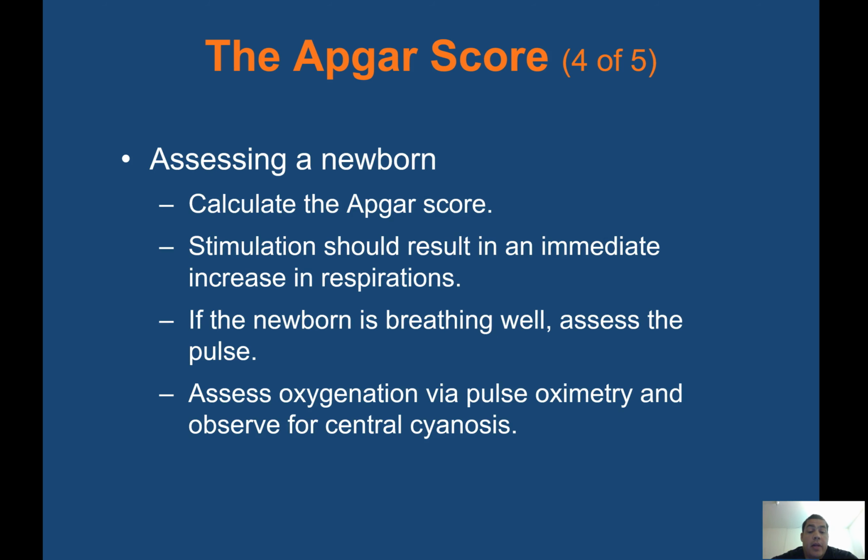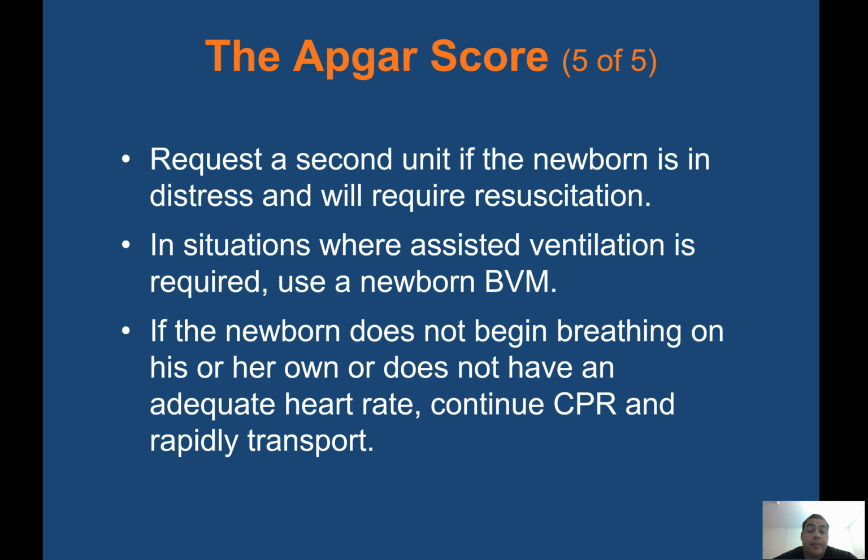Assessing a newborn, calculate the Apgar score. Stimulation should result in an immediate increase in respirations. If the newborn is breathing well, assess the pulse. Assess oxygenation via pulse oximetry and observe for central cyanosis. Request a second unit if the newborn is in distress and will require resuscitation. In situations where assisted ventilation is required, use a newborn BVM. If the newborn does not begin breathing on his or her own, or does not have an adequate heart rate, continue CPR and rapidly transport.